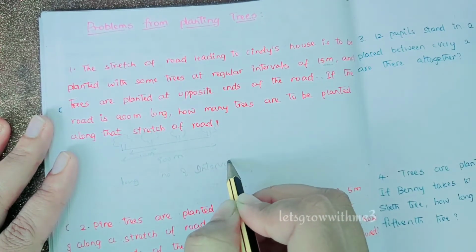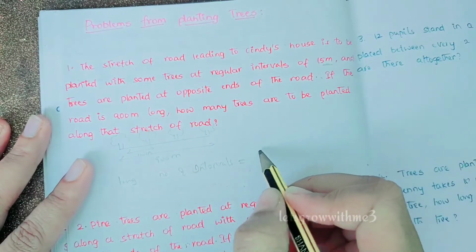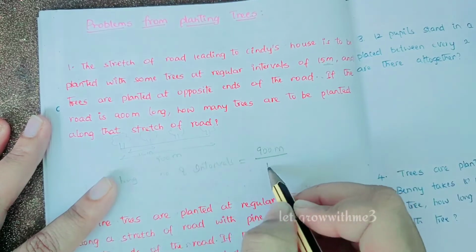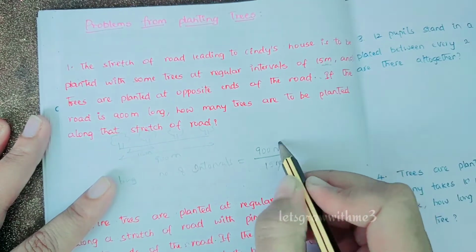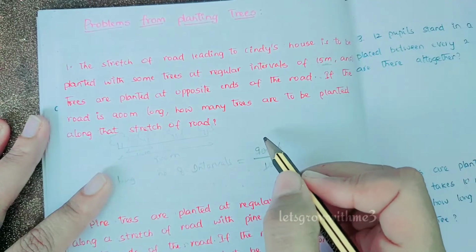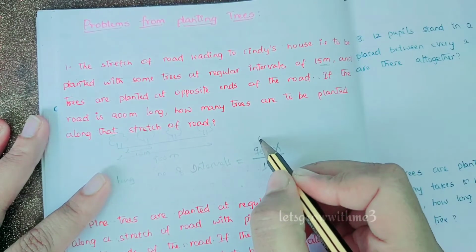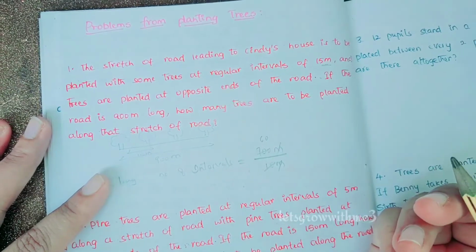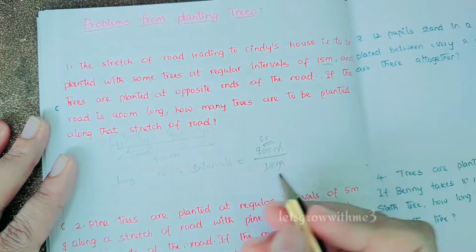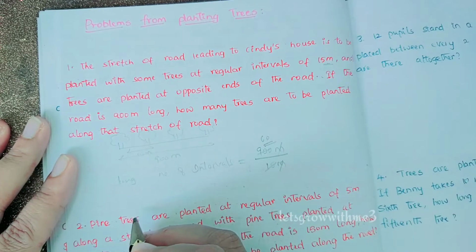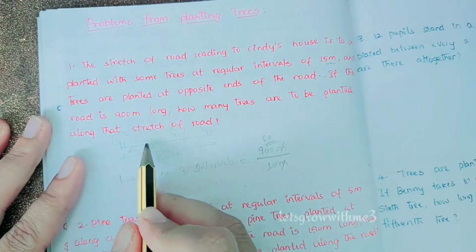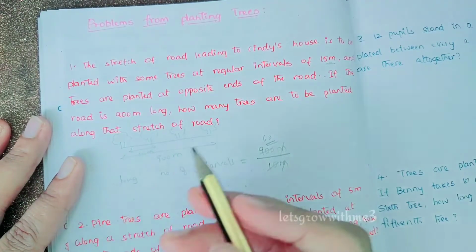Okay, so let's find the number of intervals, which is equal to 900 meters by 15 meters. So 900 by 15 is equal to 60. So the number of intervals is equal to 60. We have 60 intervals. Then the number of trees is equal to 60 plus 1, which is equal to 61. So how many trees do we have? 61.